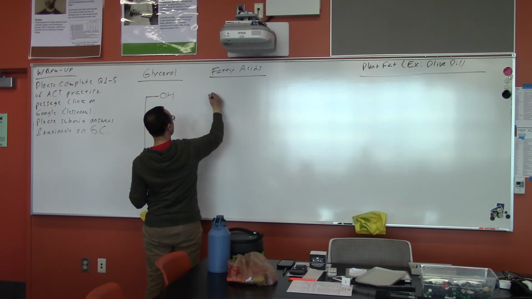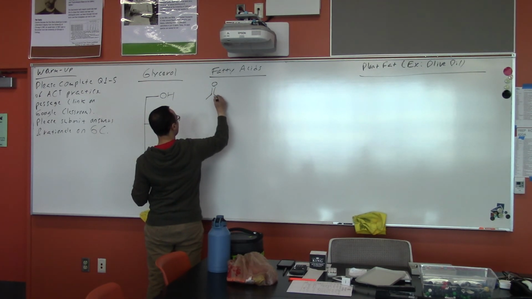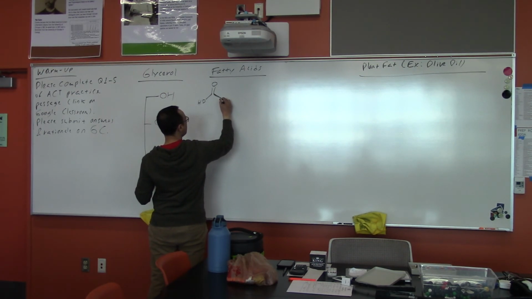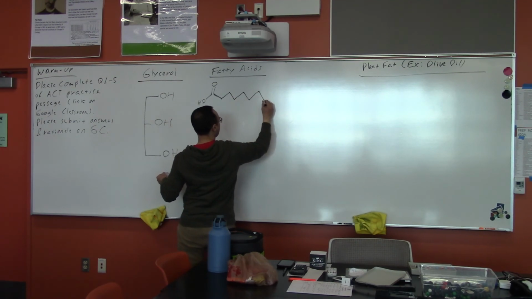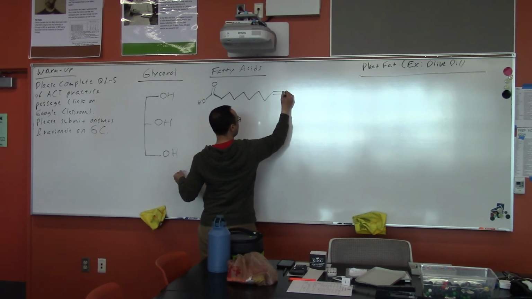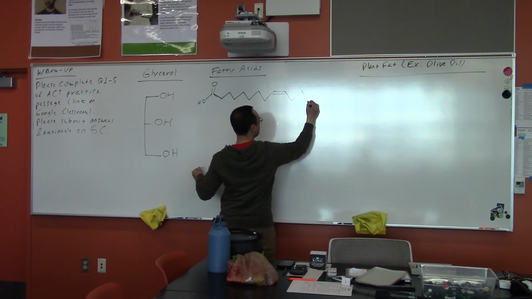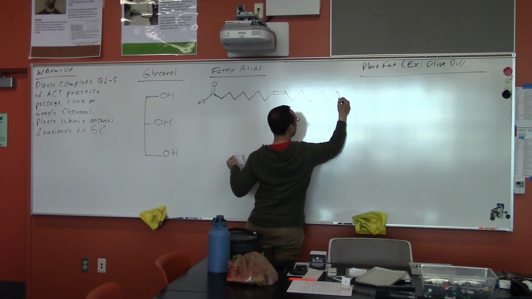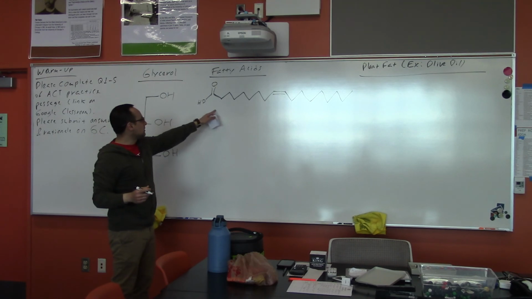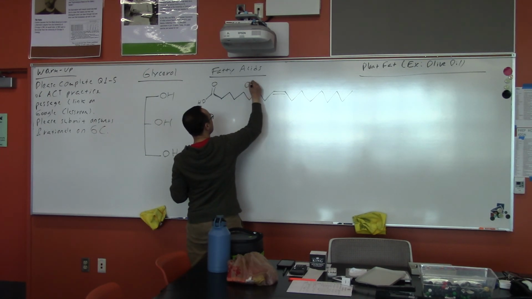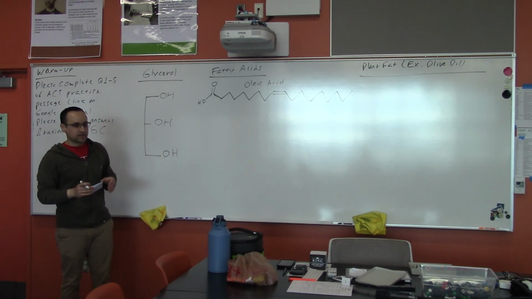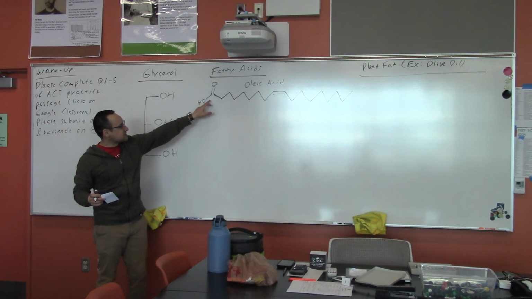So you go 1, 2, and that goes at 9. So 2, 4, 6, 8, 9, 10, double bond. And you go 11, 13, 14, 16, 18. Okay, this one right here is called oleic acid. And you're like, what in the heck is an acid and why is this thing called an acid? It's called an acid because it's got this little group right here.